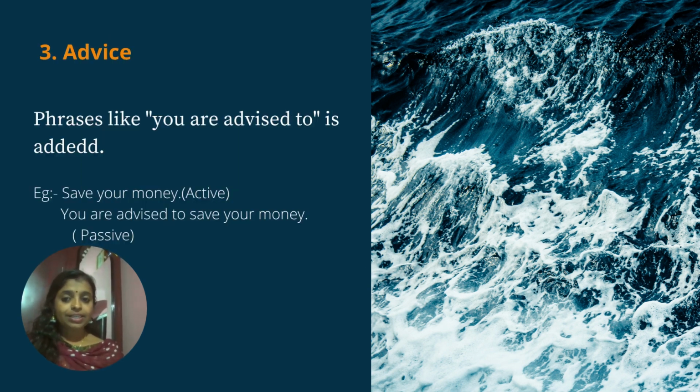then the third category of imperative is advice. And the other two categories, that is the order and request, you should prefix a phrase like "you are advised to." It's an advice, so "you are advised to" is added before the active sentence while you are changing an advice to passive. "Save your money" is the active sentence here, and "you are advised to save your money" is the passive form of this advice.